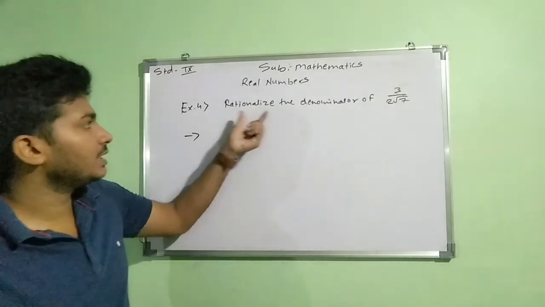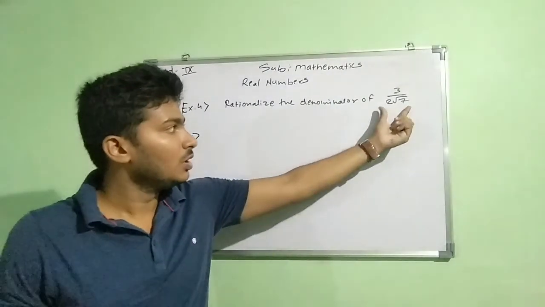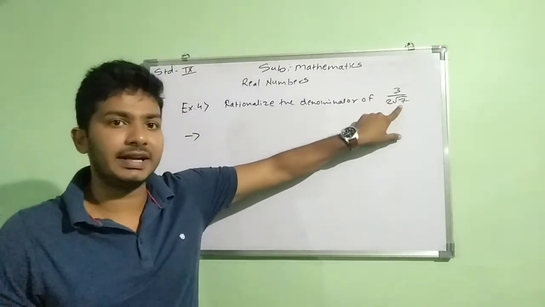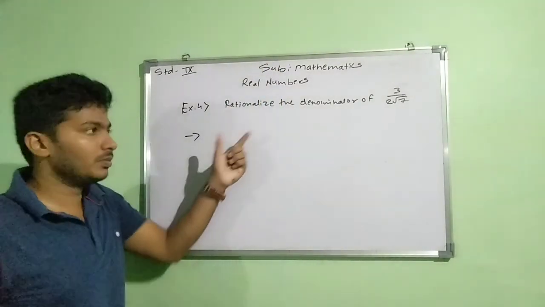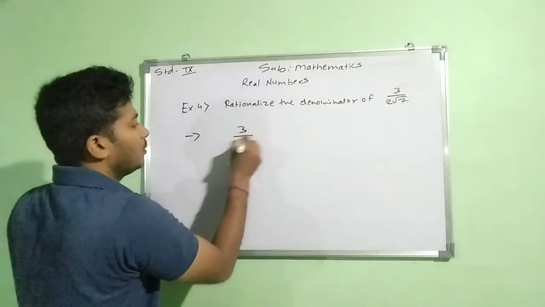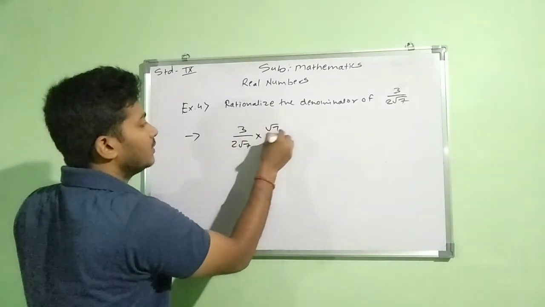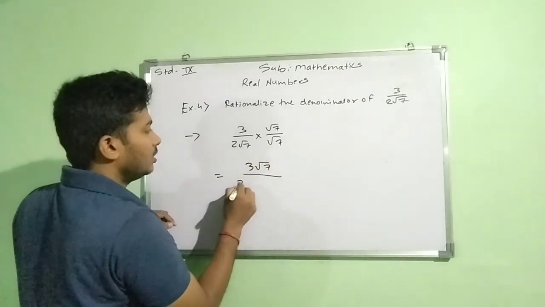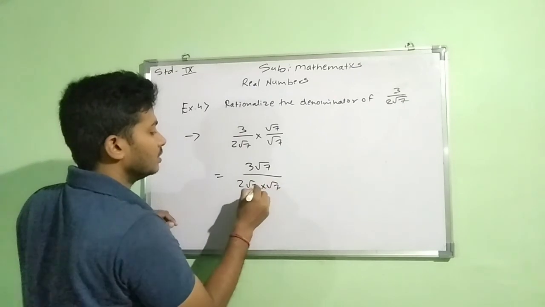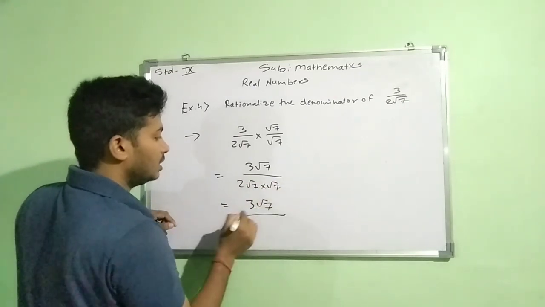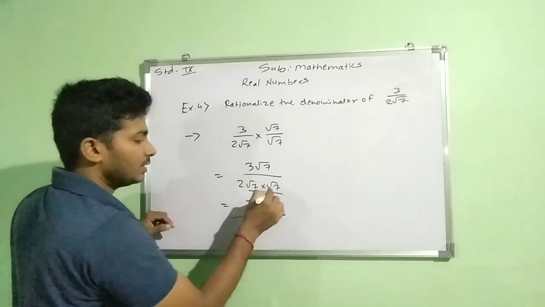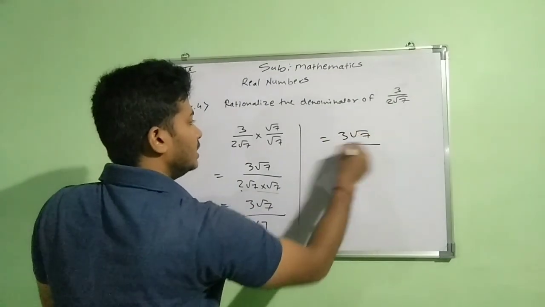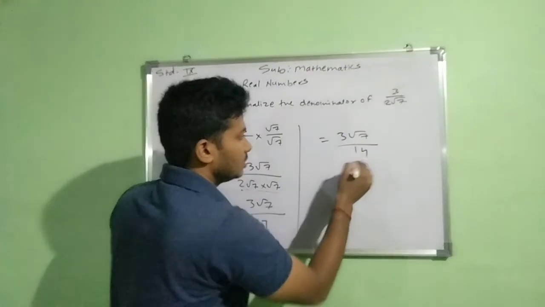Suppose the question is rationalize the denominator of 3 upon 2 root 7. At that time we have to rationalize the denominator. If you carefully look at the denominator, we have root 7 as a radicand. So we will multiply the numerator and denominator by the radicand, which is root 7. So it will be 3 upon 2 root 7 multiplied by root 7 upon root 7. So it will be 3 root 7 divided by 2 root 7 into root 7. Now root 7 into root 7 will be 7 only. So the answer will be 3 root 7 divided by 7 into 2, which is 14. So that will be your final answer.